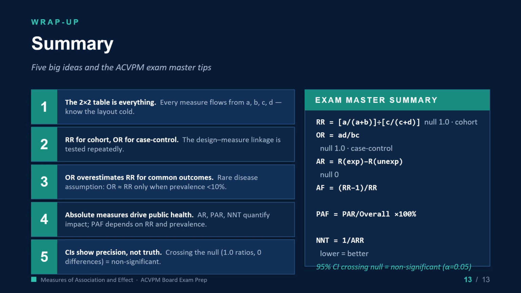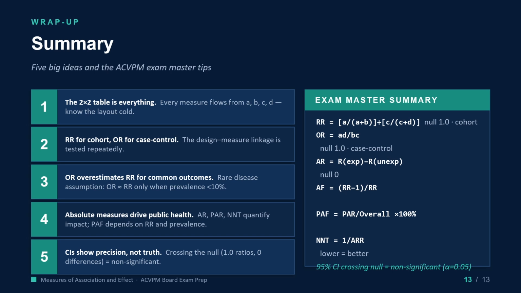3. OR overestimates RR for common outcomes. The rare disease assumption, when the outcome prevalence is less than 10%, is when OR approximates RR. Above that threshold, OR inflates. This matters for interpreting published studies and for selecting the correct answer on the exam.